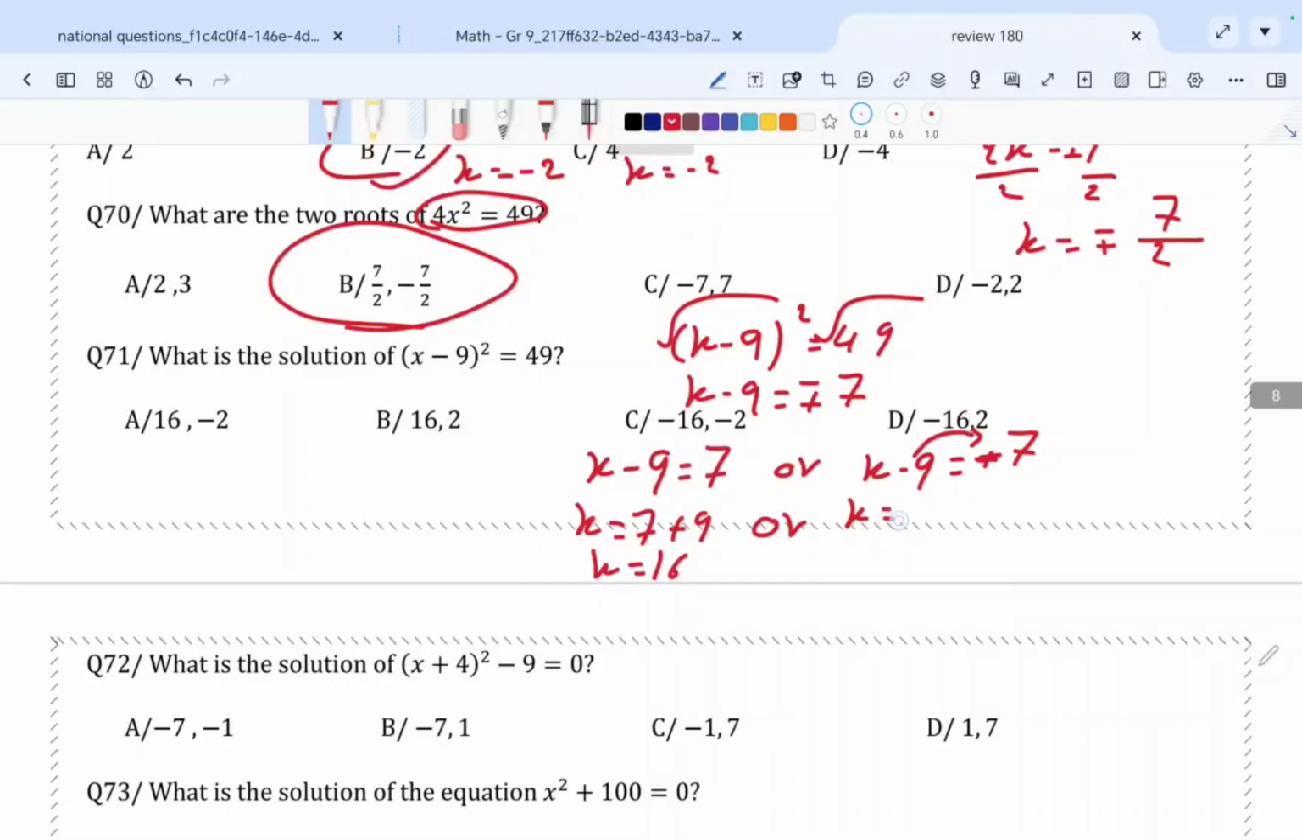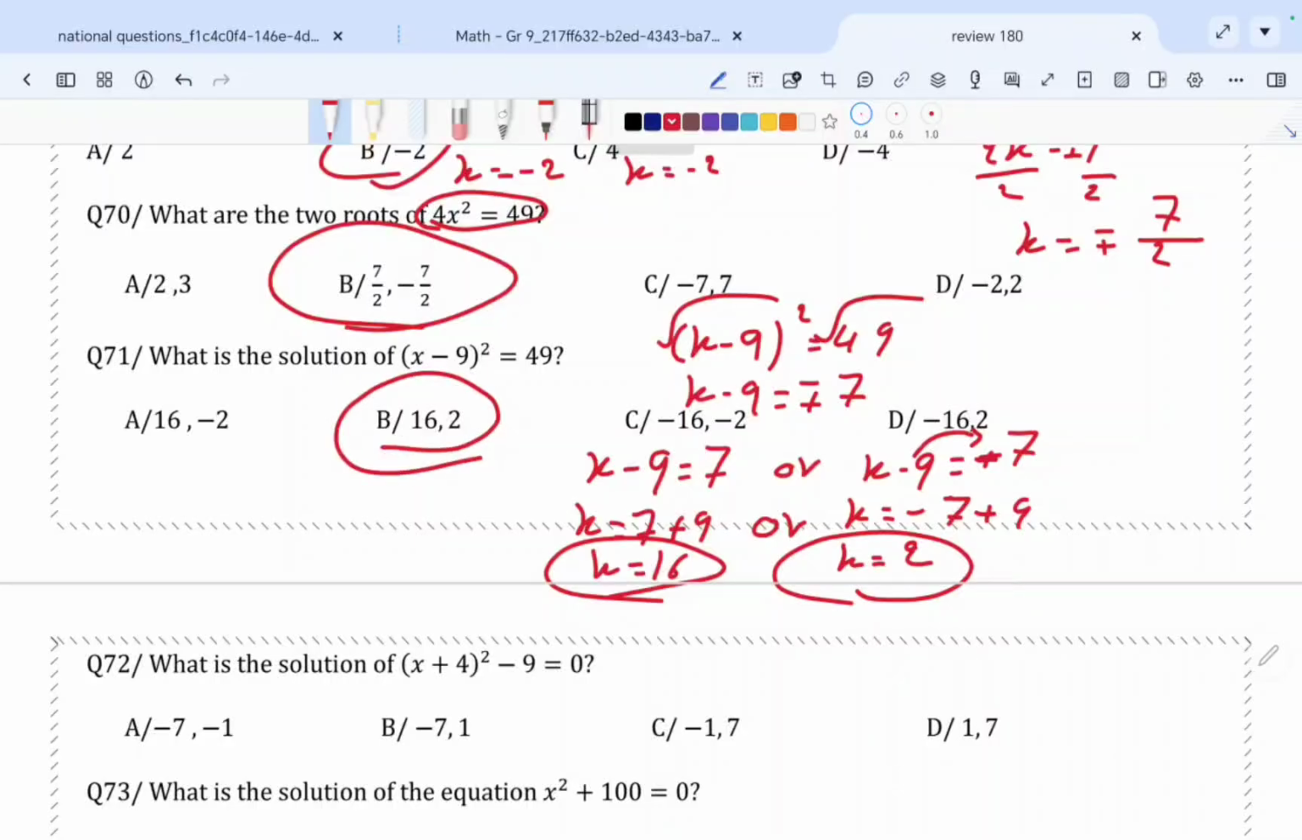Or move 9 to the other side: x = -7 + 9. Negative 7 plus 9, subtract them, keep the sign of the greatest value, equals 2. So x = 16 or x = 2. 16 and 2, B is the correct answer.